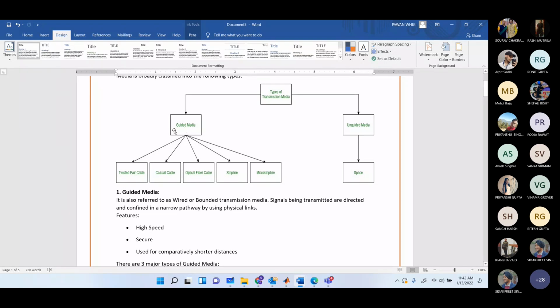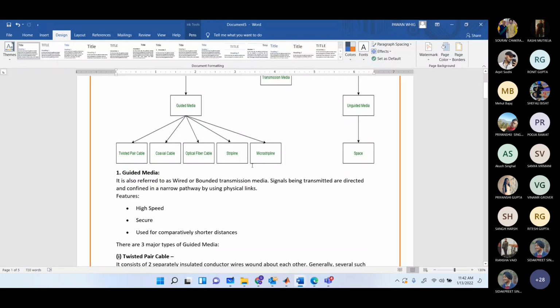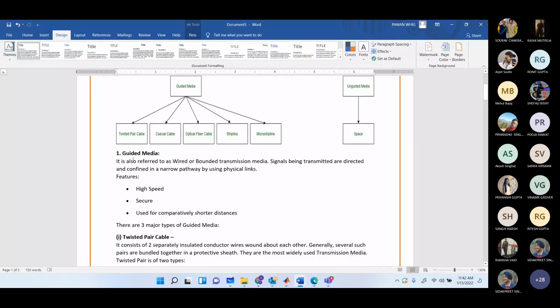If we are talking about the guided media, there are several types. First one is twisted pair cable. Another one is coaxial cable, optical fiber, strip line, micro strip line. Let's talk a little bit on guided media first.